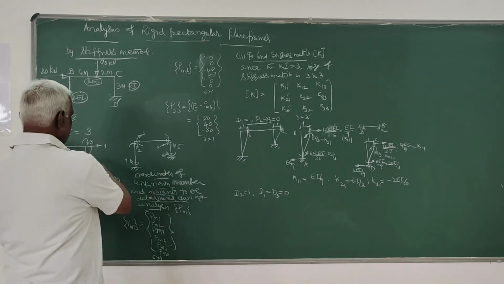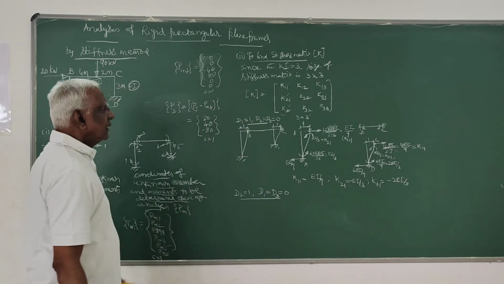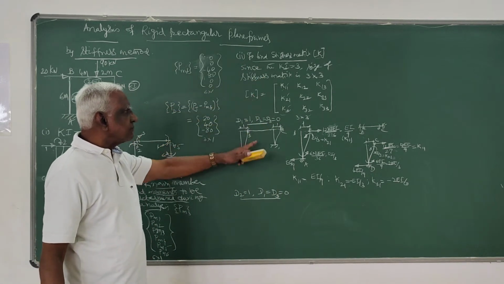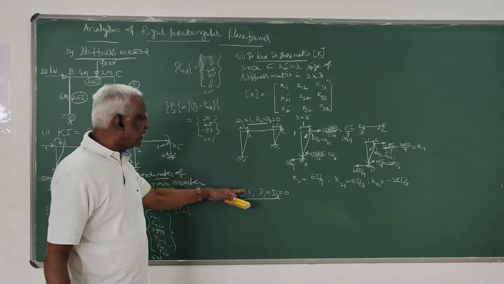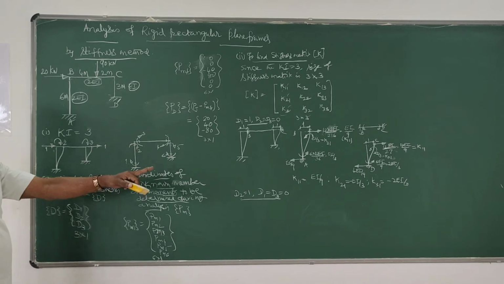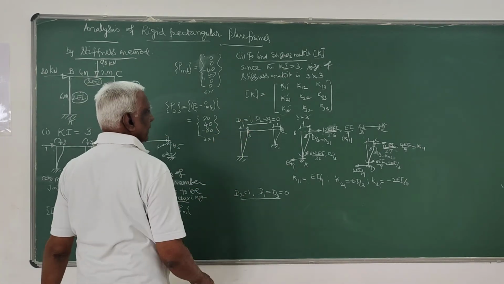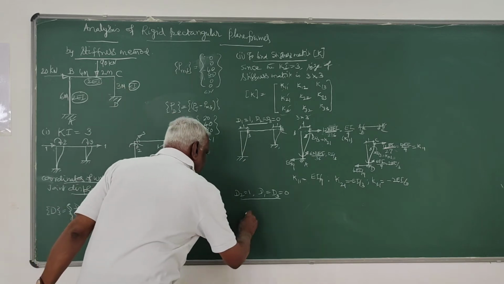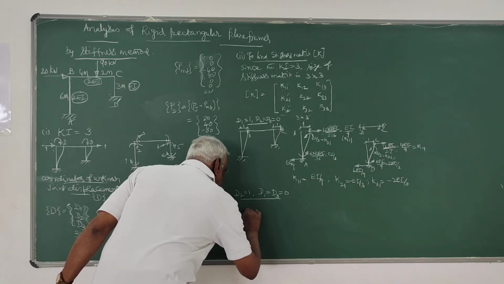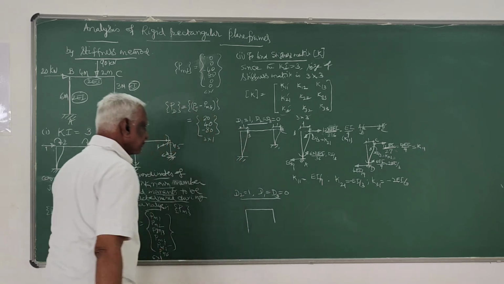D2 equals 1, D1, D3, you keep it 0. As I told you, to find the stiffness matrix, you should go on giving unit displacement along each of the coordinate direction one at a time in this fashion. First, I have given unit displacement along 1. Now I will give unit displacement along direction 2.